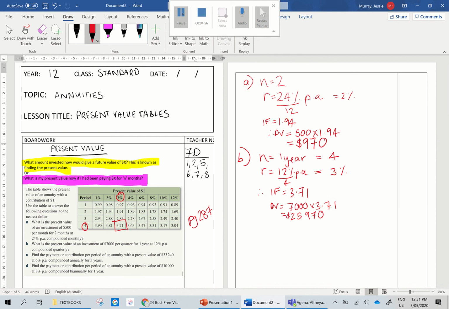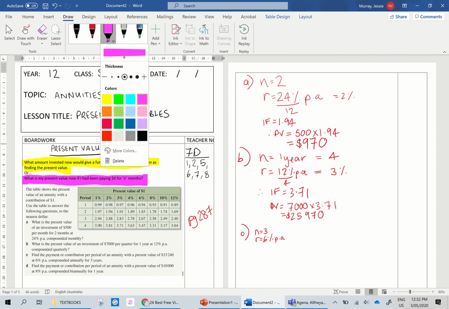Next one, C. Find the payment or contribution per period of an annuity with the present value of that, with 6% per annum compounded annually for 3 years. So the first thing I'm thinking, well, it's compounded annually. They've given me N is 3 and they've given me R is 6% per annum. I don't need to change anything. But this time it's asking it a bit around the other way. We need to find what the contribution was per year if it gave you that present value.